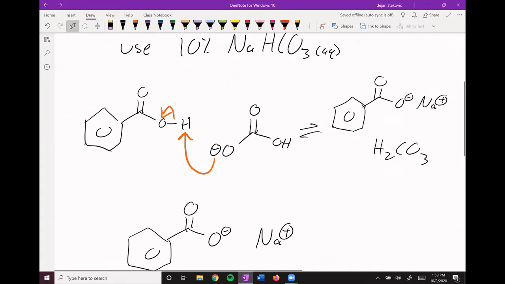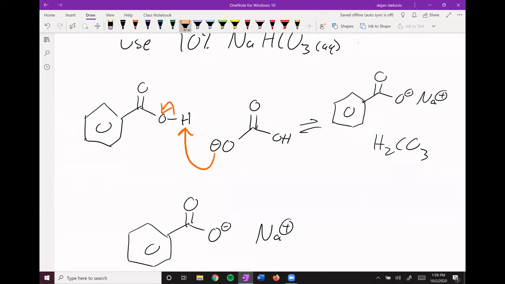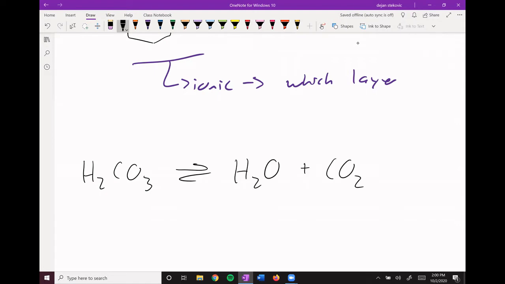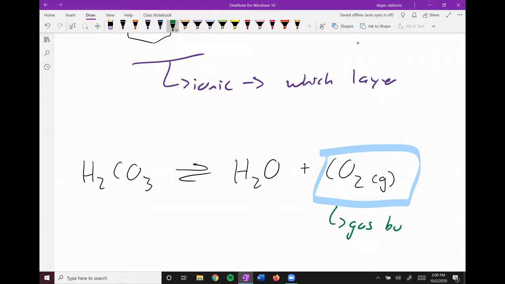So as we can see, one of the products that we get from the reaction of our bicarbonate with carboxylic acids is carbonic acid. Carbonic acid will itself, to some extent, fall apart and transform into water and carbon dioxide. Carbon dioxide is a gas. And so if we combine sodium bicarbonate, and if there's a carboxylic acid or an acidic proton there, we should see the formation of some carbon dioxide gas bubbles. So let's go ahead and check it out and see how this goes.